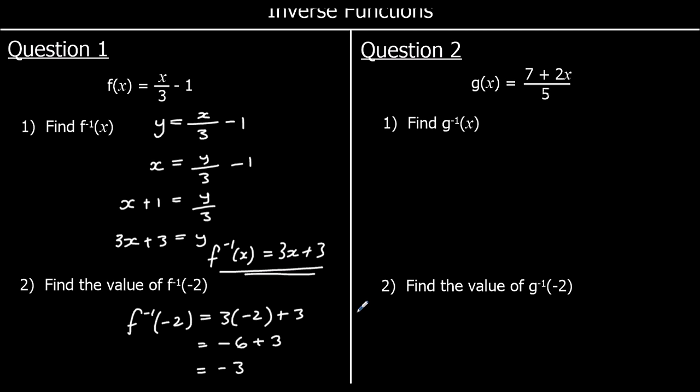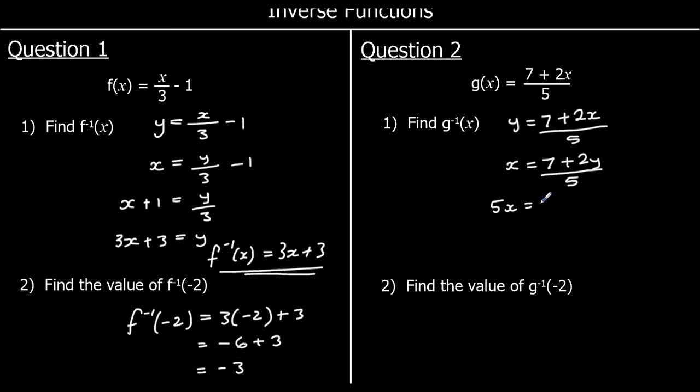And question 2, we've got g of x equals (7 plus 2x) all over 5. And we want to find the inverse function. So again, we'll rewrite it as y equals (7 plus 2x) over 5. We're going to switch the x and y around for our inverse function. And then we're going to make y the subject. So multiply both sides by 5.